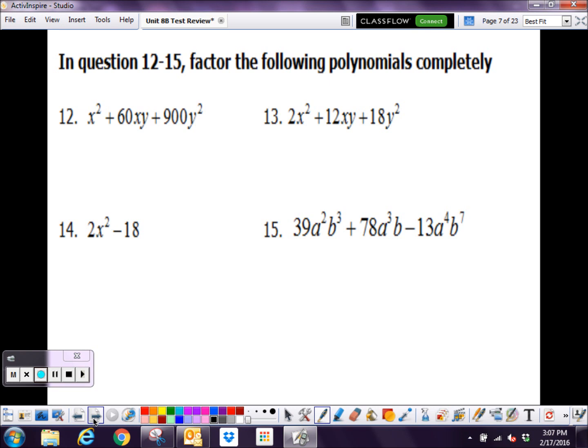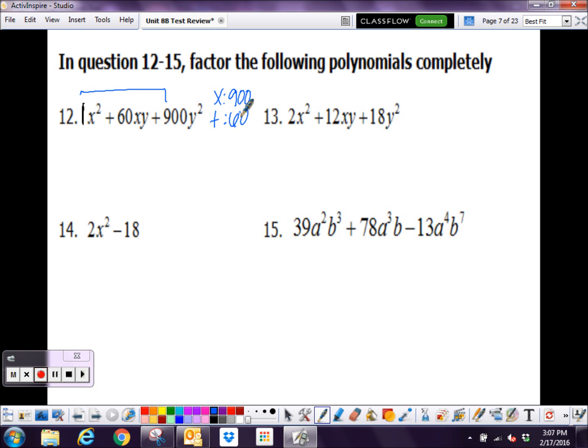Now, there is a shortcut to this one because there is a 1 in front. But if you do not want to do the shortcut, I'm going to show you how to do this the long way because it is kind of hard to remember the shortcut sometimes. Okay, so I'm going to do A times C. I need 2 factors that multiply to be 900 and add to be 60.